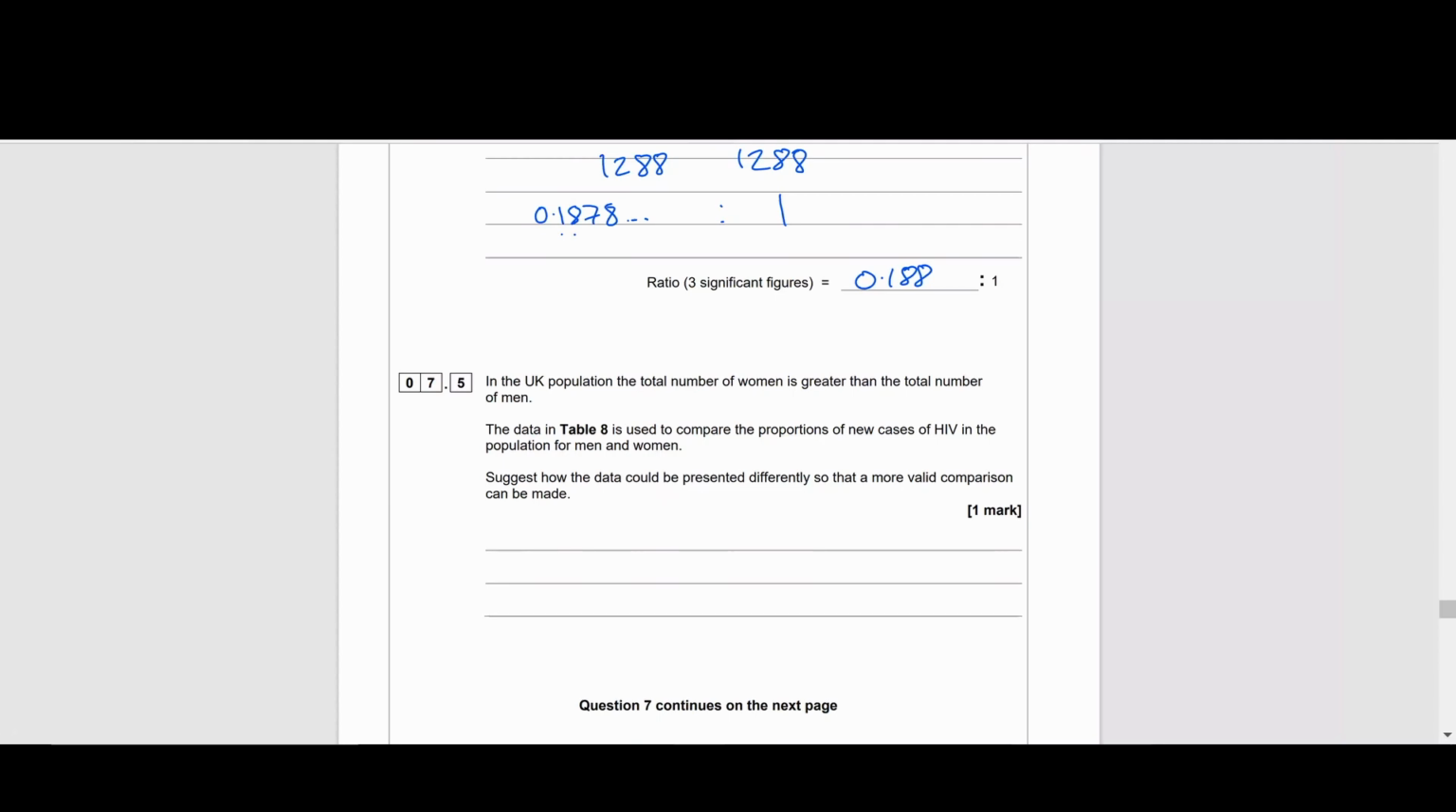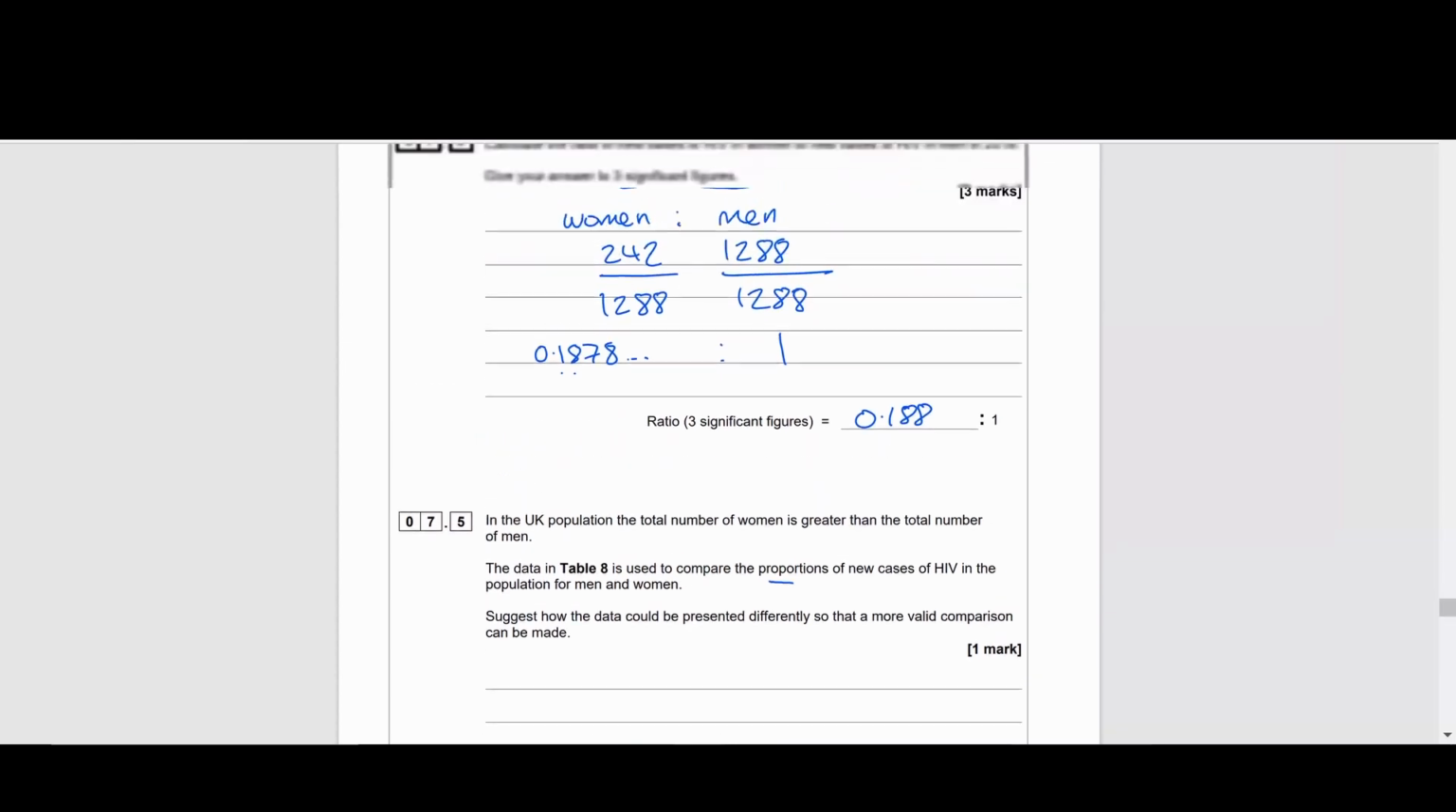7.5. In the UK population, the total number of women is greater than the total number of men. The data in Table 8 is used to compare the proportions of new cases of HIV in the population for men and women. Suggest how the data could be presented differently so a more valid comparison can be made.